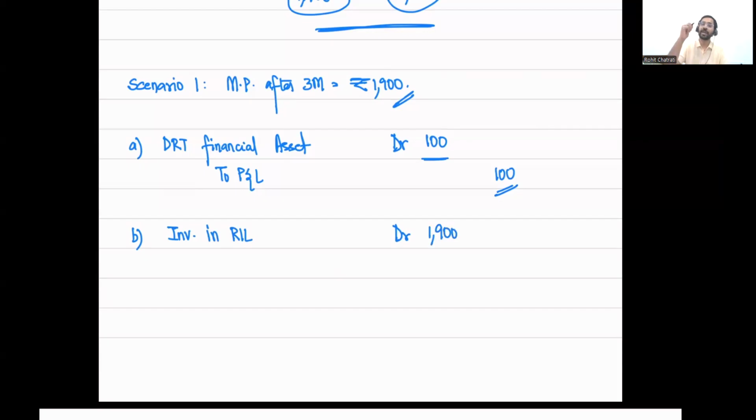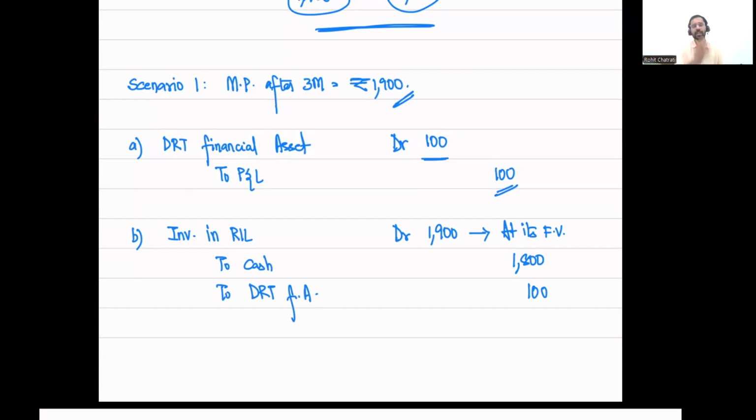Although I'm going to pay only 1800 for the purpose of buying these shares, I will debit investment in Reliance shares at its fair value. Fair value is nothing but the market price of 1900. I credit cash by 1800 and then I reverse out the derivative financial asset of 100 rupees. All right, so this is how we are going to record the journal entry.